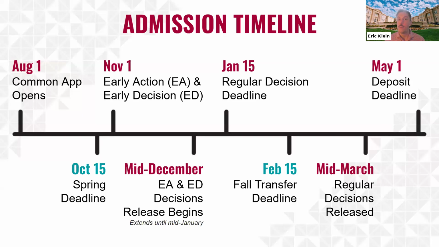If you need a little more time to work on your application, we do have our regular decision deadline of January 15th, and you can expect to get your decision about mid-March or so. So you still have a few months after those admission decisions have been released to sift through them. There's a lot of different admitted student events that we host as well that you will be invited to.